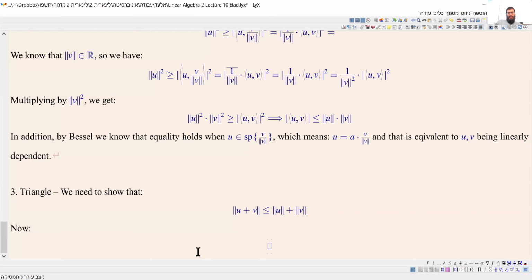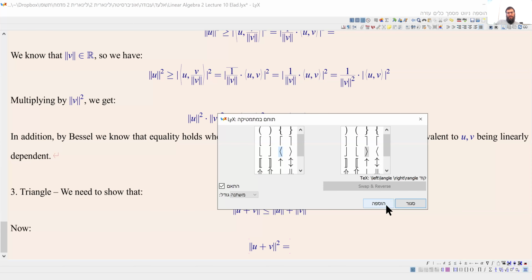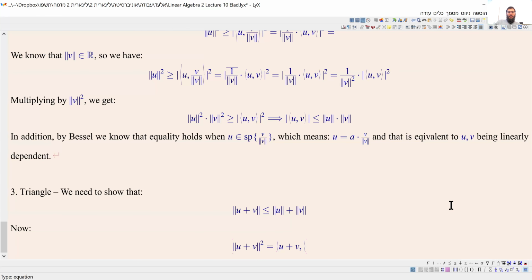The norm of u plus v, let's look at the norm squared, and then we'll take the square root in the end. The norm squared is the inner product of the vector with itself, because the norm is the square root of the inner product of the vector with itself. We know how to write it as a sum of inner products using the linearity of the inner product.